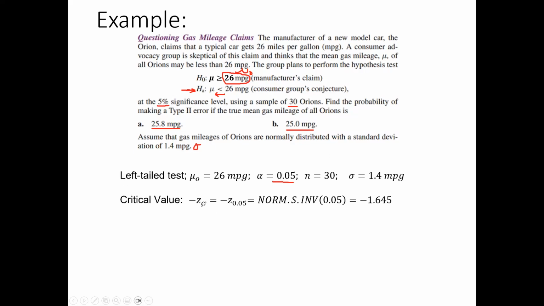So the first thing we're going to do is use the alpha to get a critical value. Because it's a left-tailed test, we're going to get the z sub alpha, the negative version of that. So we want the 5% to the left, and so it's really easy. We just do NORM.S.INV of 5%, and we're going to get negative 1.645.